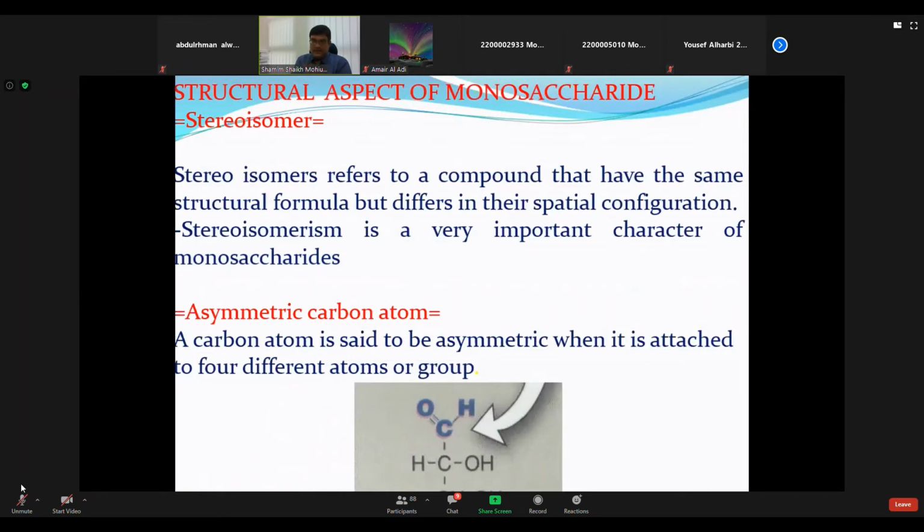Now, what is the meaning of stereoisomer? It refers to compounds that have the same structural formula but differ in their spatial configuration. The configurations are different, but they have the same structural formula. Am I clear? Yes, Doctor. The structural formula is the same, but their lookings are different. So that is called a stereoisomer, and it is a very important character of monosaccharide.